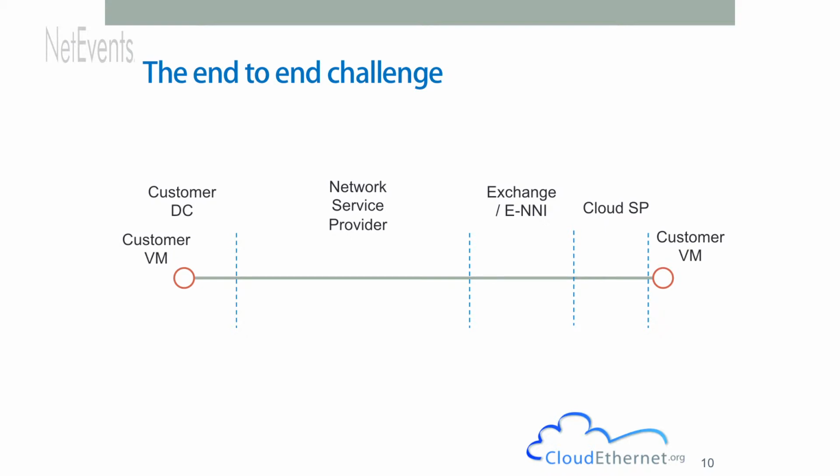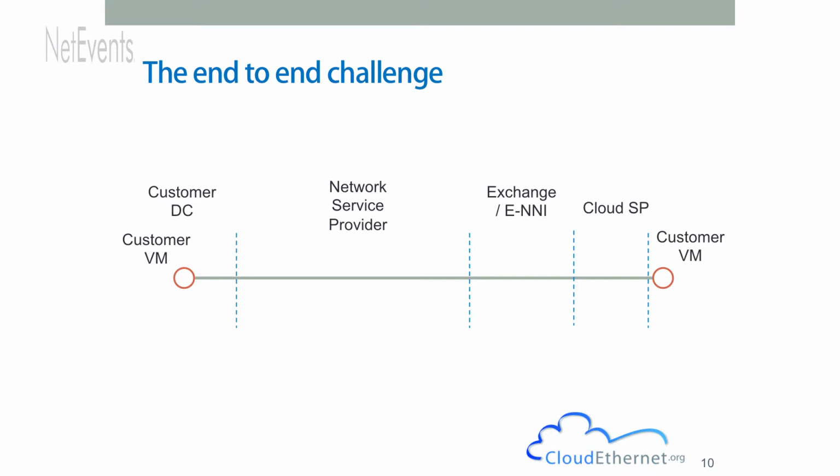Now, that immediately involves four different parties just in the networking piece. On the left-hand side, you have the customer's data center environment and whatever they might be doing in there, or it might be an outsourced environment through a systems integrator. There's a network service provider that's then responsible for taking that to some mutual exchange or Ethernet handoff point, which then provides connectivity into the cloud service provider, and then eventually a virtual machine that sits within that cloud environment.